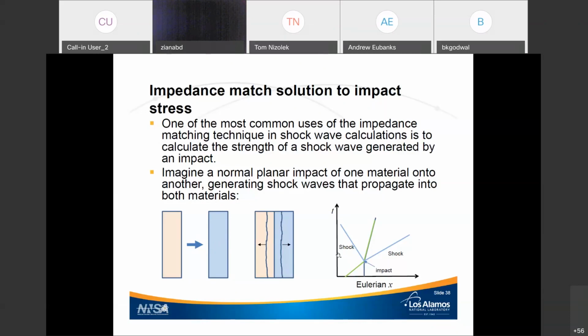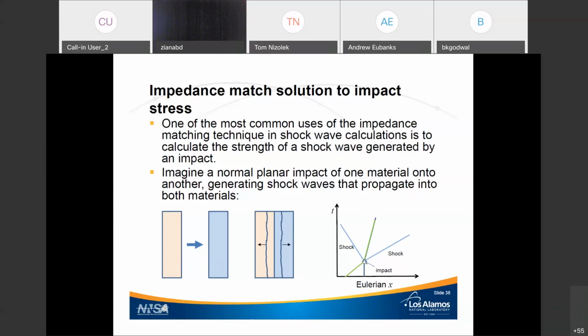The simplified XT diagram, Eulerian in this case, that describes this is you've got a material coming in here. This is the surface of the material. I don't show the back. And this right here is the surface of the target. I don't show the back of the target.